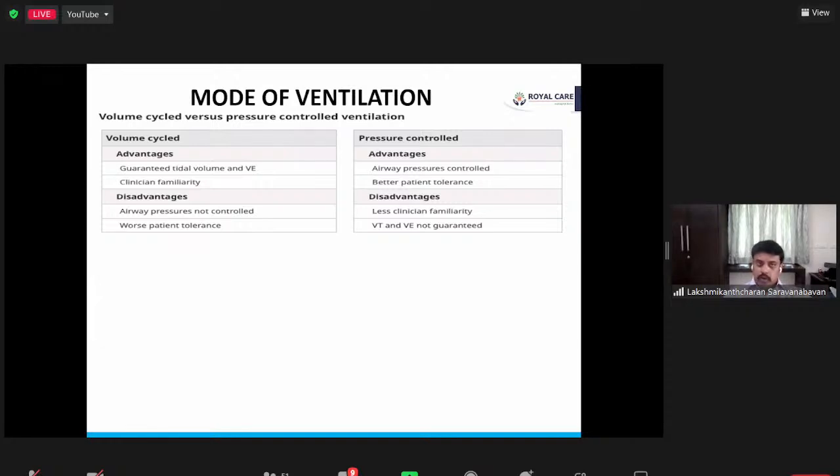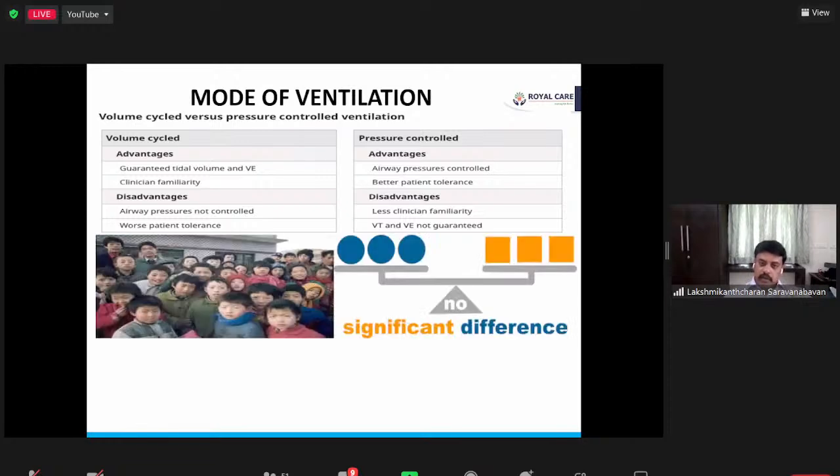So, which one to choose? Definitely, there is no significant difference between a volume cycle or a pressure controlled mode. You choose whichever is comfortable for you, but with the volume control mode, have a close eye on your pressures. If you're using a pressure control mode, have a close eye on your tidal volume. Set appropriate alarms and see to it that the other variable doesn't go beyond your limit. This was the thing, and we still use these two modes.